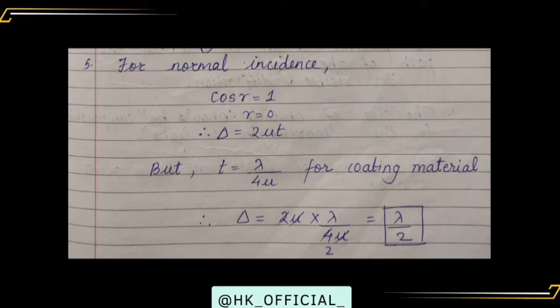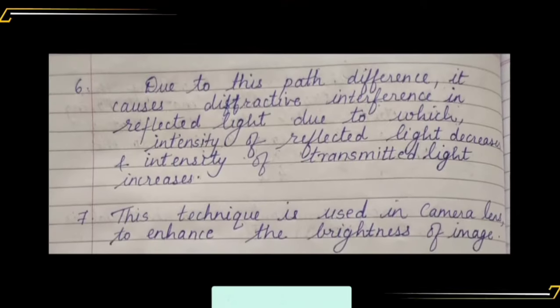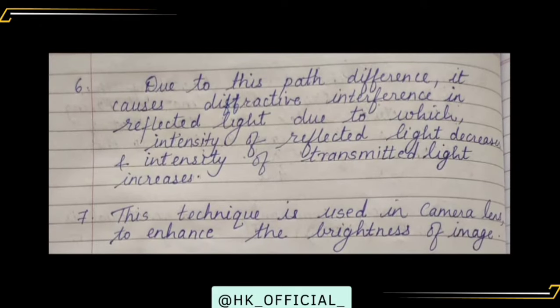So here, as t is equal to lambda upon 4 mu for the coating material, if we substitute it in delta is equal to 2 mu t, after cancellation we will get path difference equal to lambda upon 2. Okay, this is the final one. Now the last point which we can consider is that this path difference causes destructive interference in reflected light, due to which intensity of reflected light decreases and intensity of transmitted light increases.